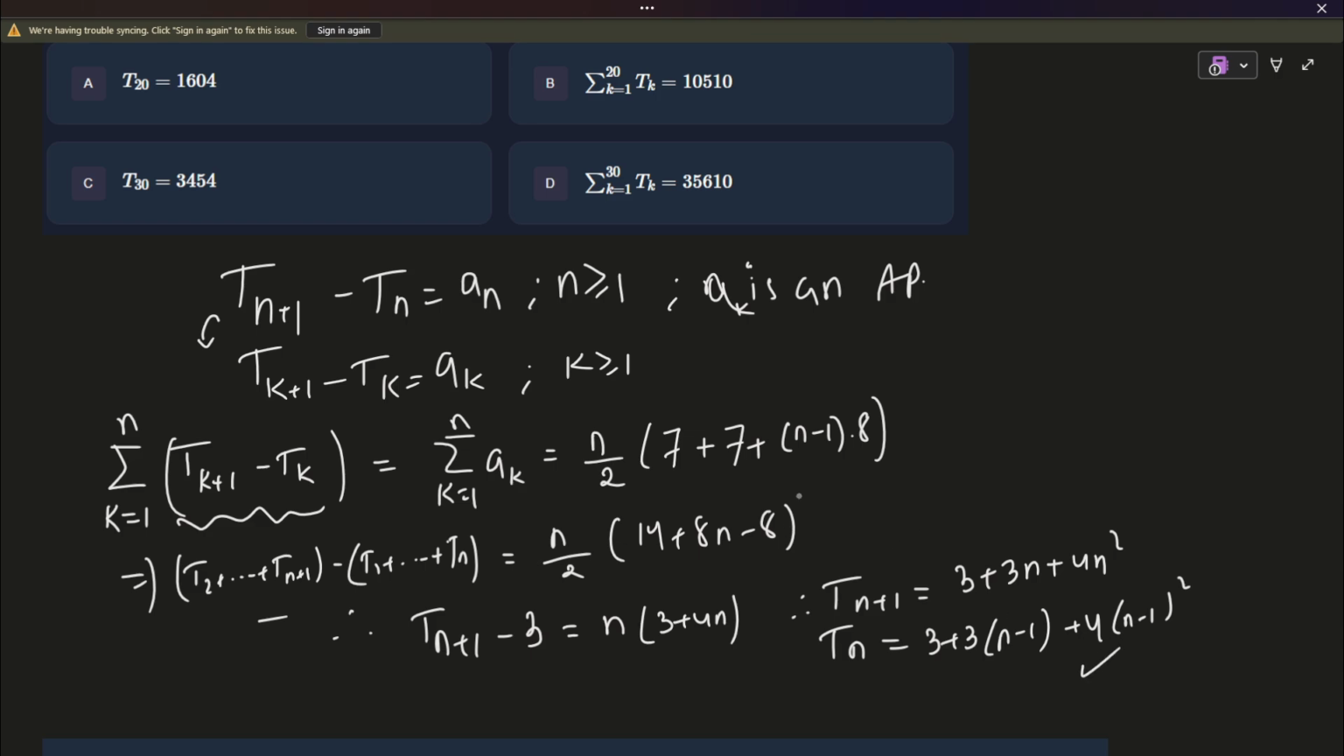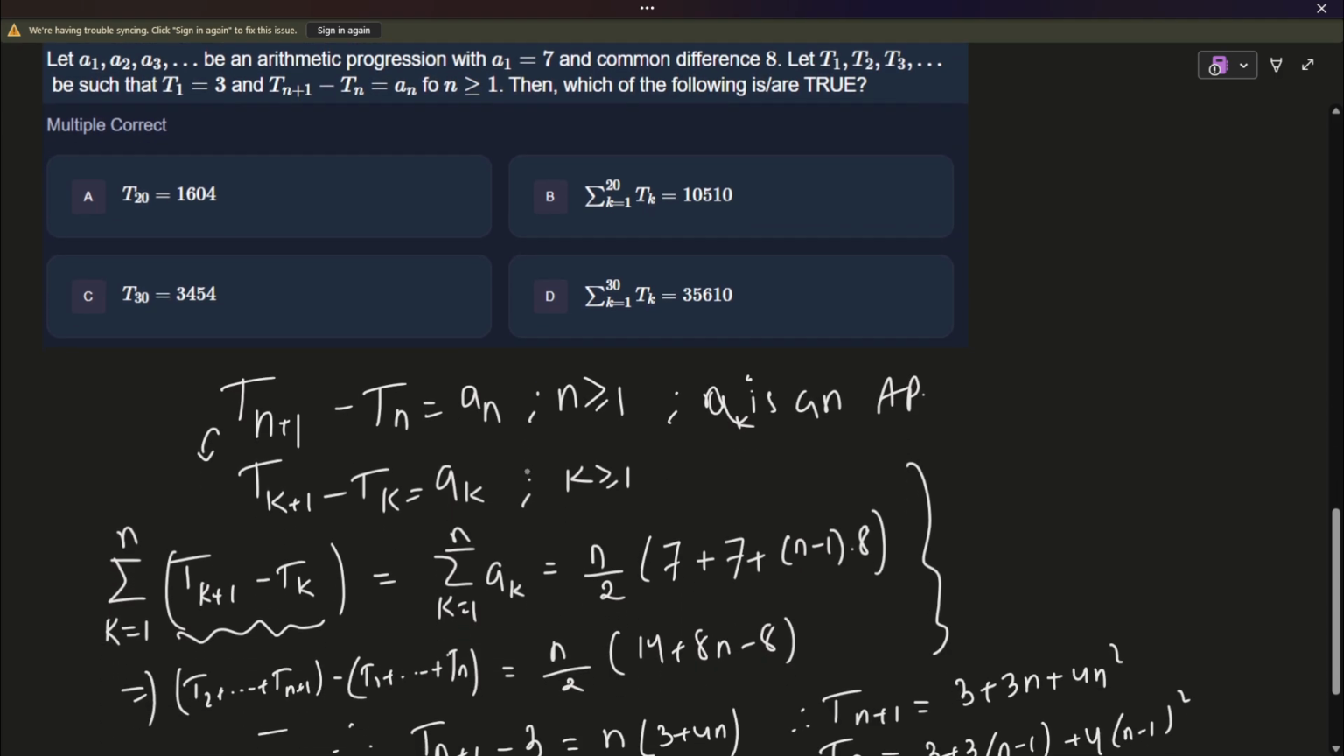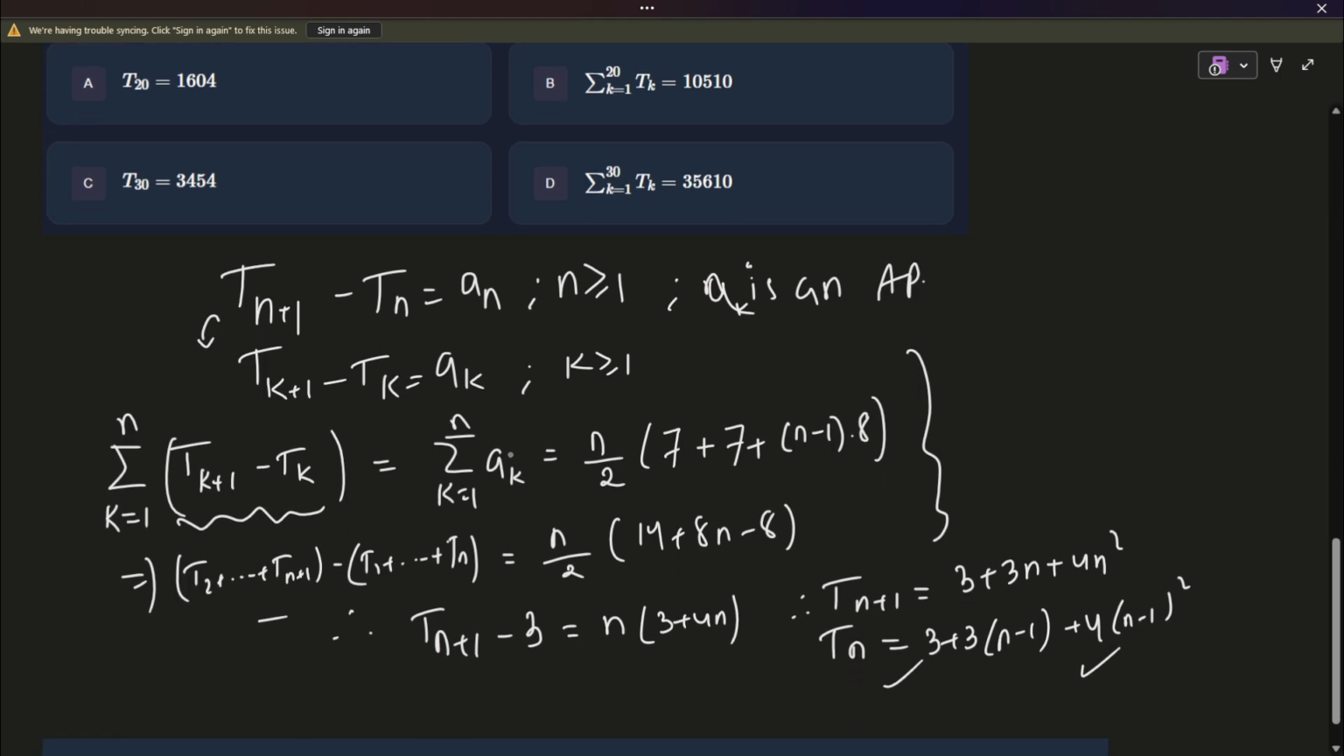Isn't it sufficient to get all your answers? Because from this you can check all the four options, and this was only 2 to 3 steps to find out what Tn was in general for any n. Now from here you can find out all the answers, right? So to approach questions, you need to understand all the basics, which I'm stressing every time, that you have to understand these basic things, right?